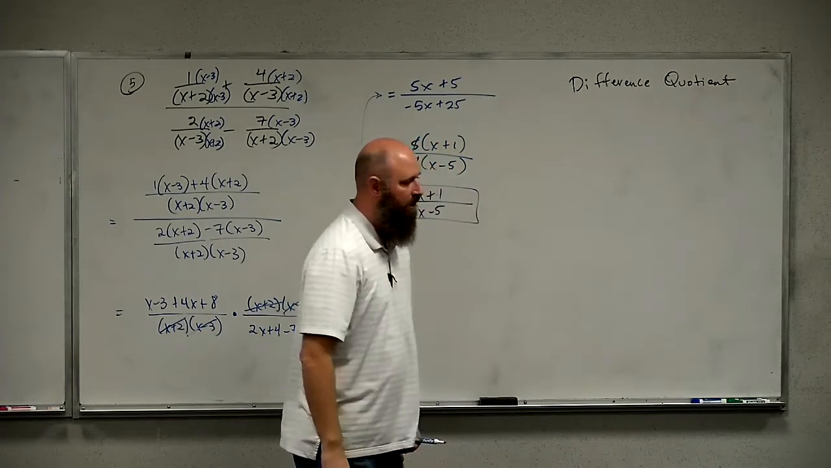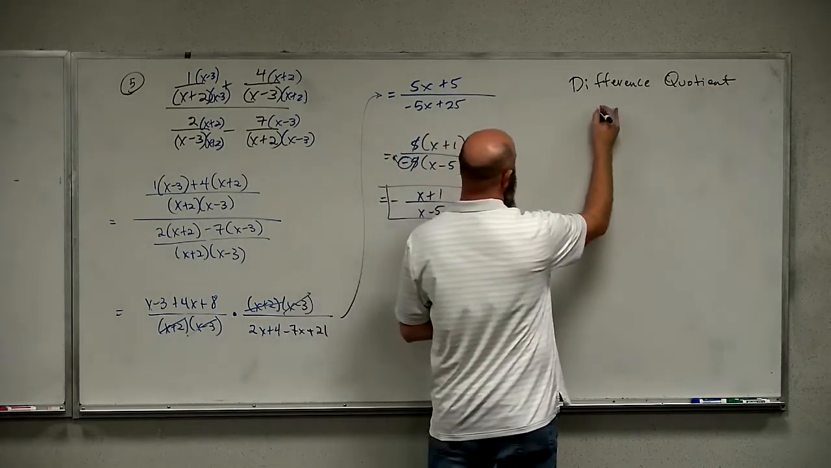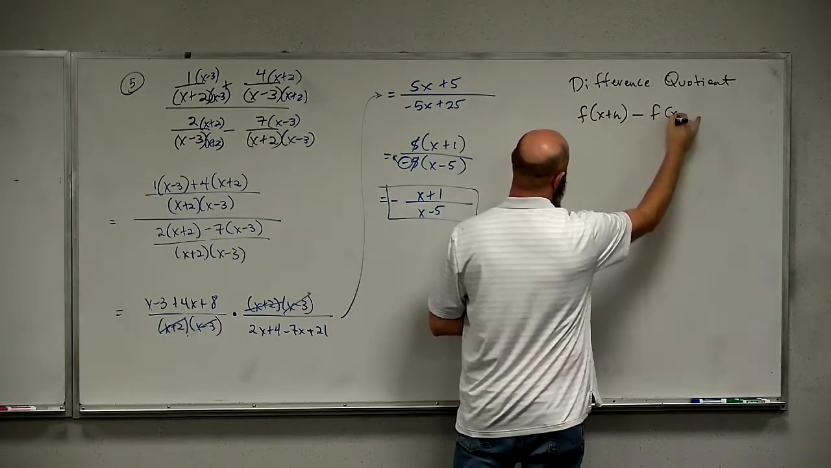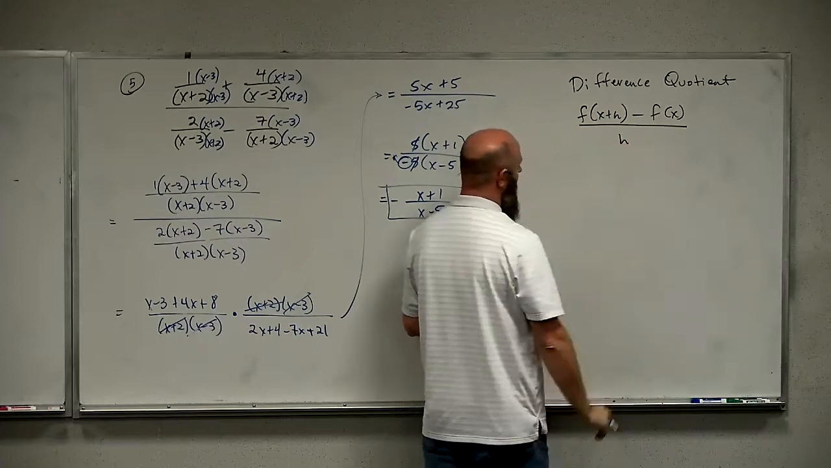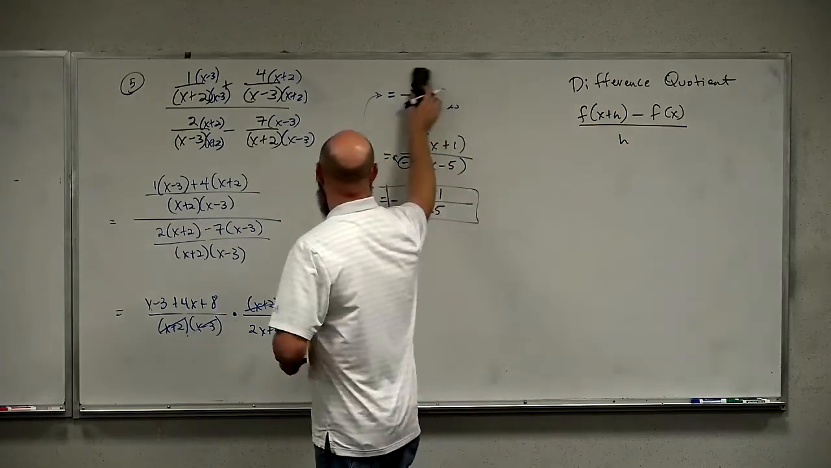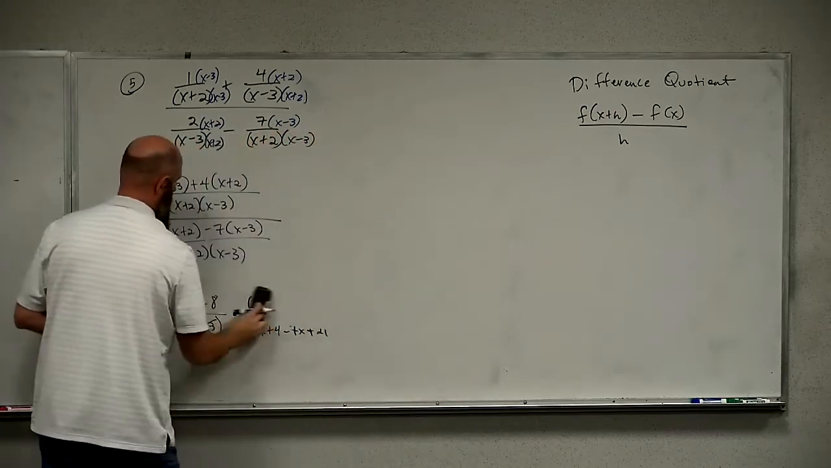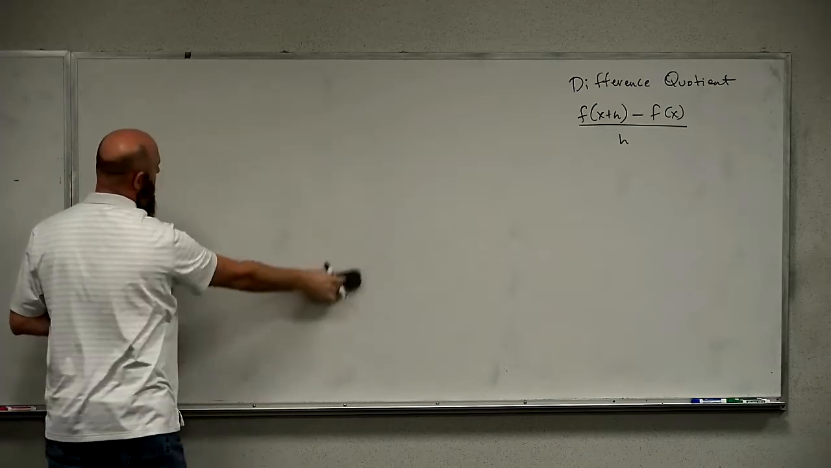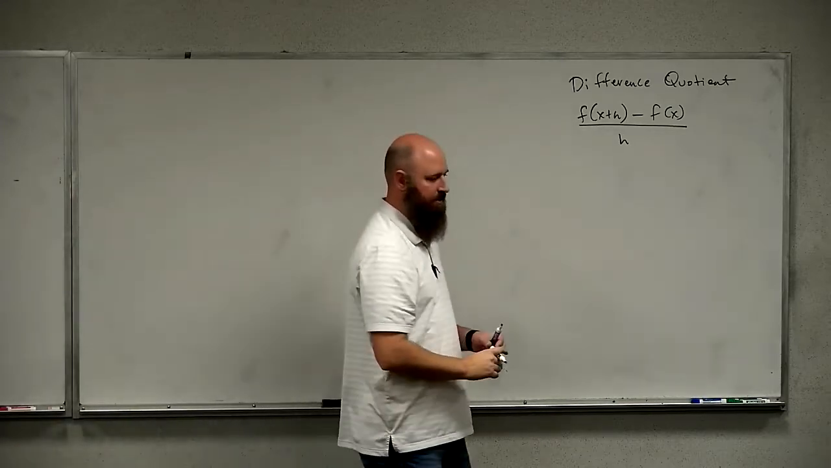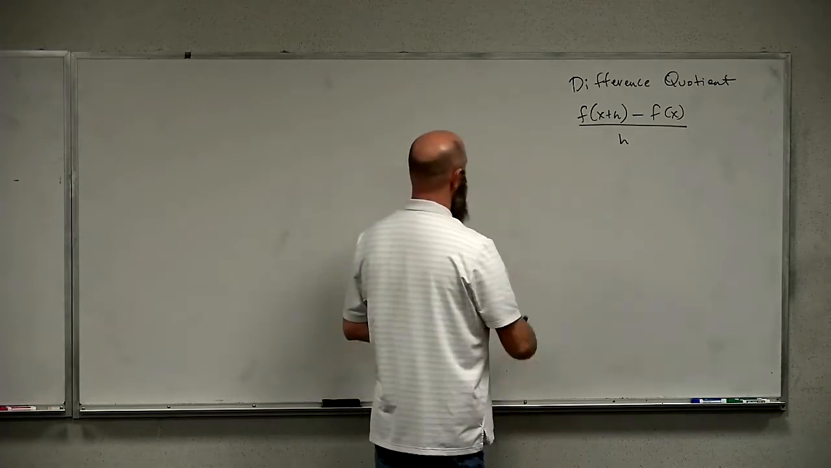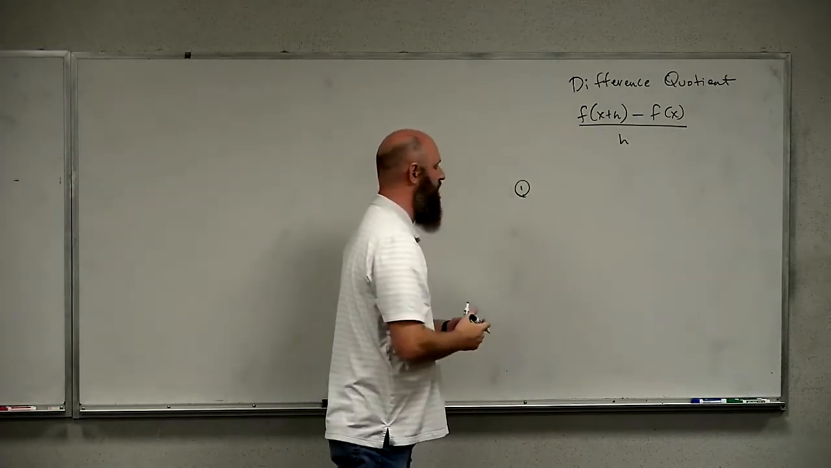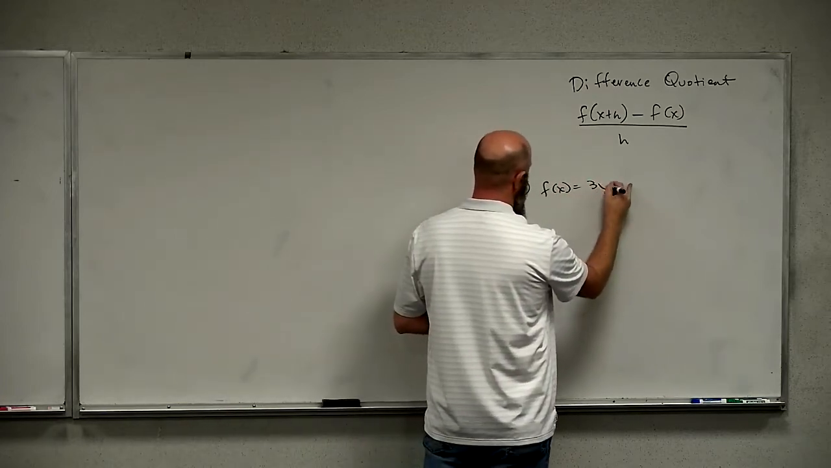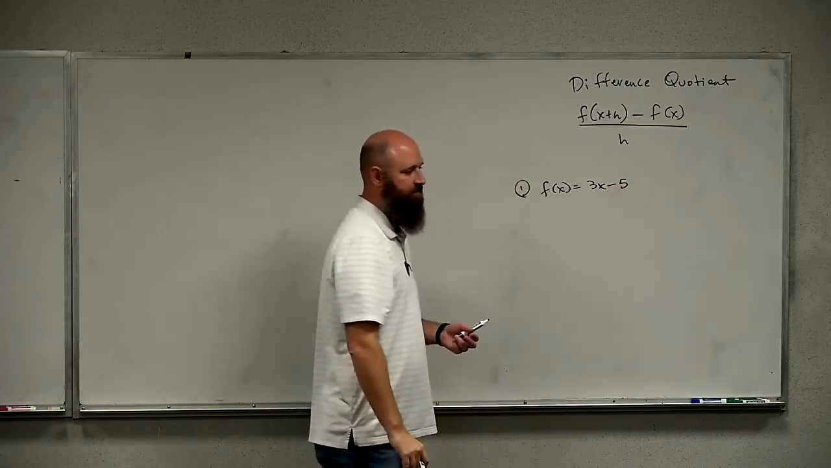Okay, the difference quotient. This is going to be a formula: f of x plus h minus f of x, all divided by h. And so we're going to apply that formula to some functions and see what happens. Okay, so let's do that here. Number one, we're going to find the difference quotient, and we're dealing with f of x equals 3x minus 5.